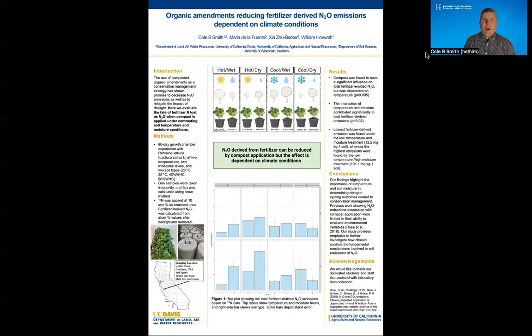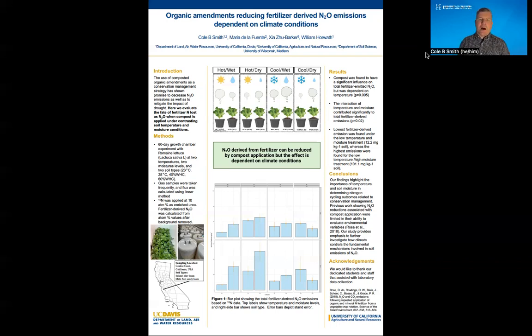In this project, we evaluate compost application to soil. Compost can be an important conservation management strategy, but more information is needed on the effect of carbon-rich materials such as compost and their addition to soils and how this affects N2O emissions, specifically N2O derived from fertilizer.